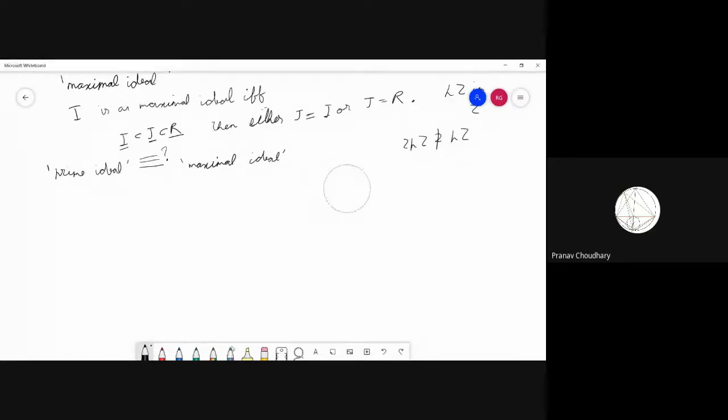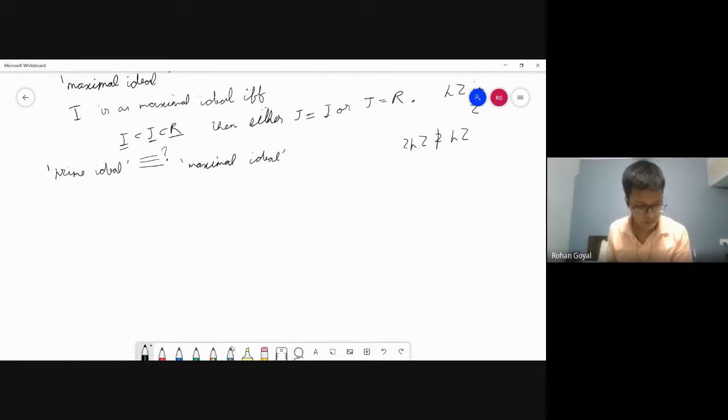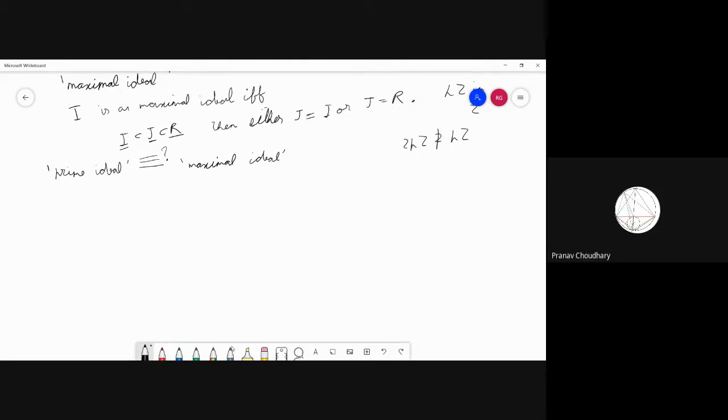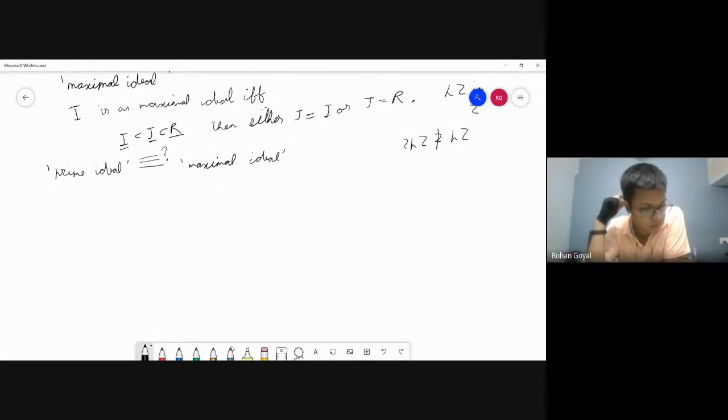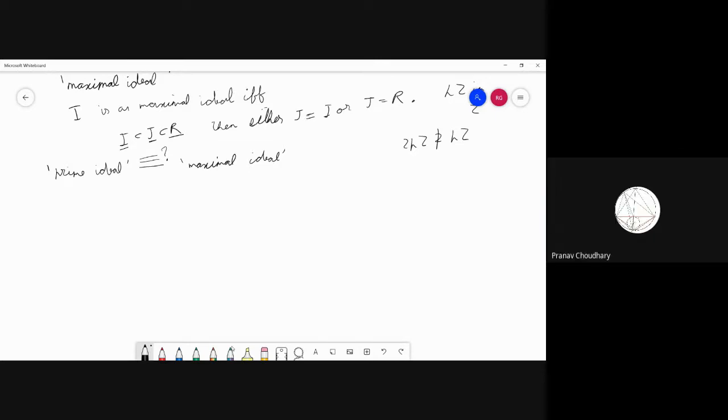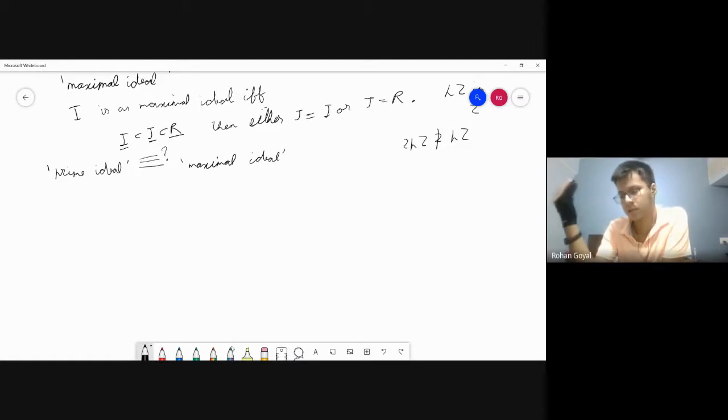Yeah, so if you take Z by 6Z and 2, 4, 6, this forms an ideal. 6 equals 2 times 3, but 3 is not in this. So it's a maximal ideal, but not a prime ideal. I mean, 2 is. It says a or b. It does not say a and b. Okay.